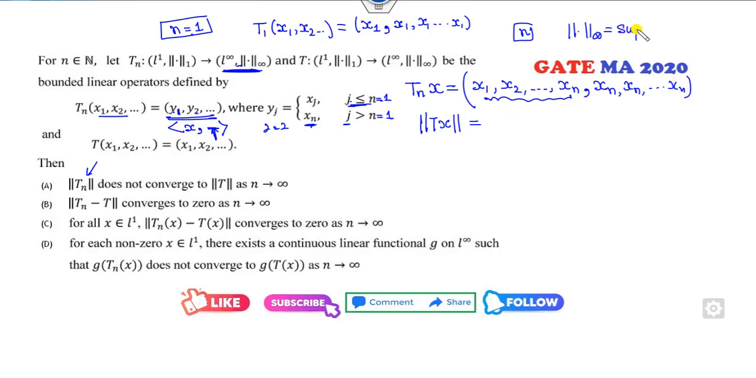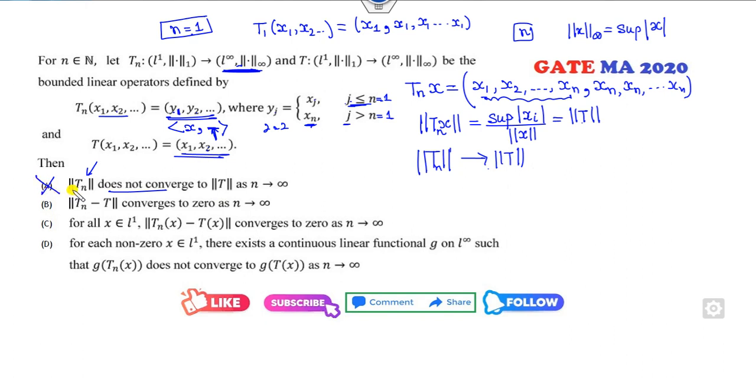This is my supremum of mod of this. If I define the norm of this, what is that? It will be the supremum of this value. So the supremum of this is any of the xi divided by here. This is the same as the supremum of xi, so it is basically the norm of T. So what does it mean? The norm of Tn converges to the norm of T as n approaches infinity. But he said it does not converge, so the first option is cancelled.